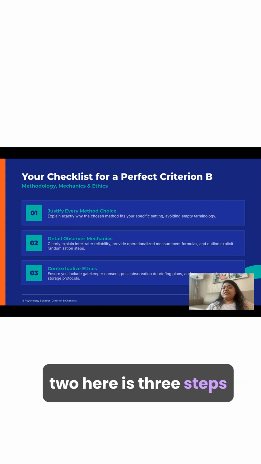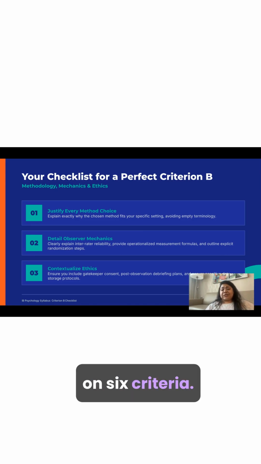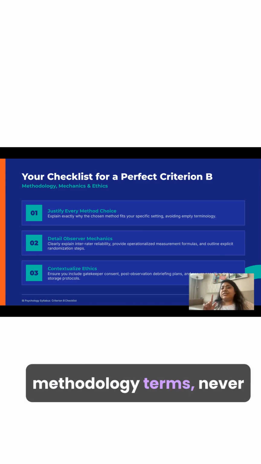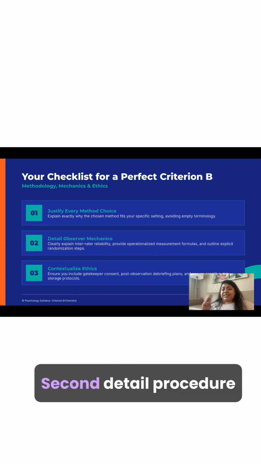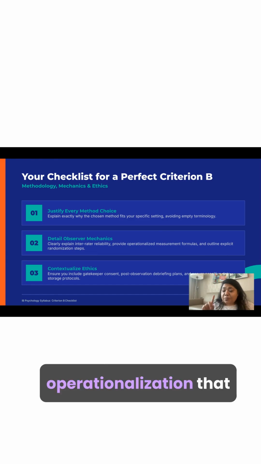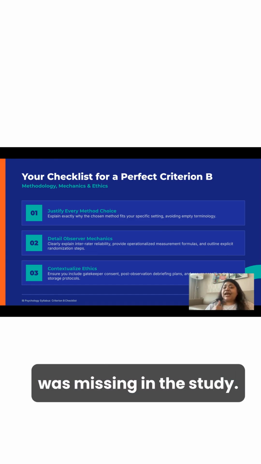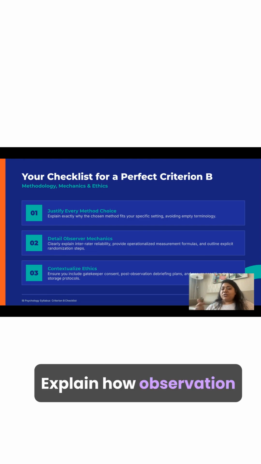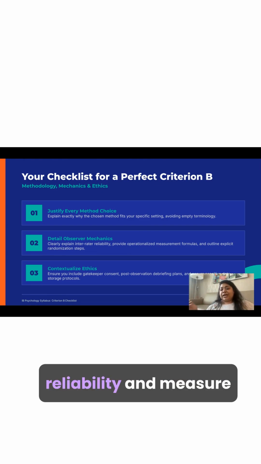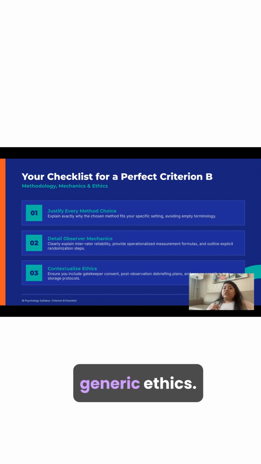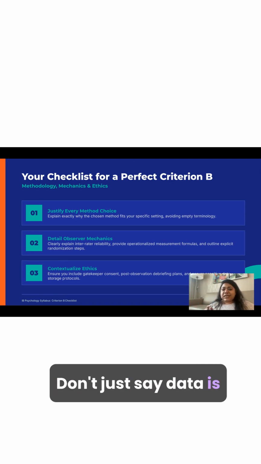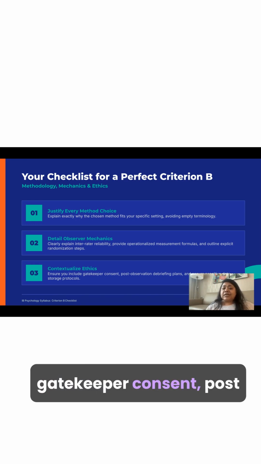So to summarize, episode 2 here is a 3-step checklist to guarantee 6 on 6 criteria. First, always justify methodology terms, never just say high ecological validity. Explain why it applies to your environment. Second, detailed procedure operationalization, which was missing in the study. Explain how observers will maintain inter-rater reliability and measure variables consistently. The third one is go beyond generic ethics. Don't just say data is anonymized, explain gatekeeper consent, post-study debriefing, and data security storage. That's a wrap for episode 2.